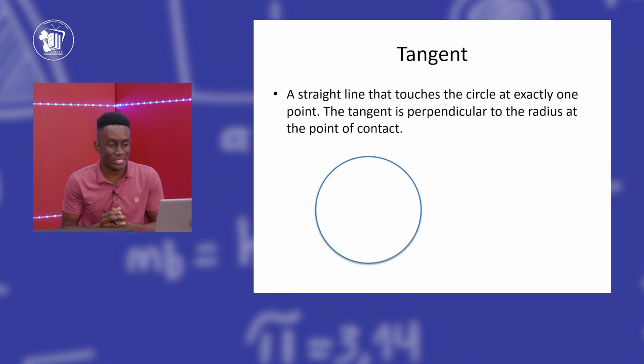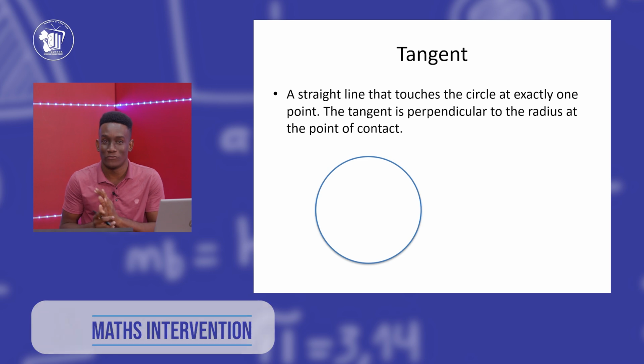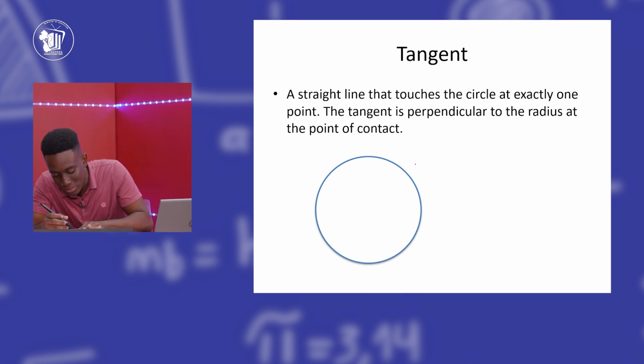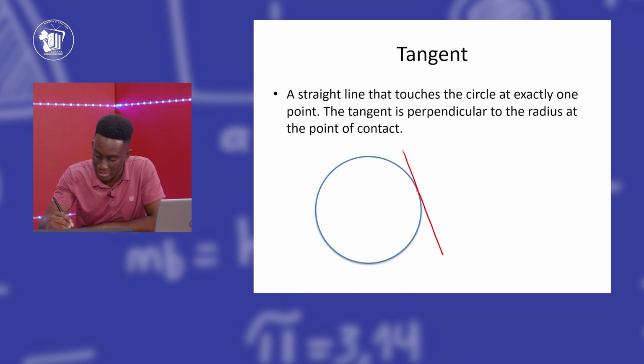So the next one is the tangent of the circle. The tangent is a straight line that touches the circle at exactly 1 point. The tangent is perpendicular to the radius at the point of contact. Now this is a relationship we will explore in future videos, but this is just something we should know as well. So the tangent is a line outside of the circle that just touches 1 part of the circumference, probably at this point here.